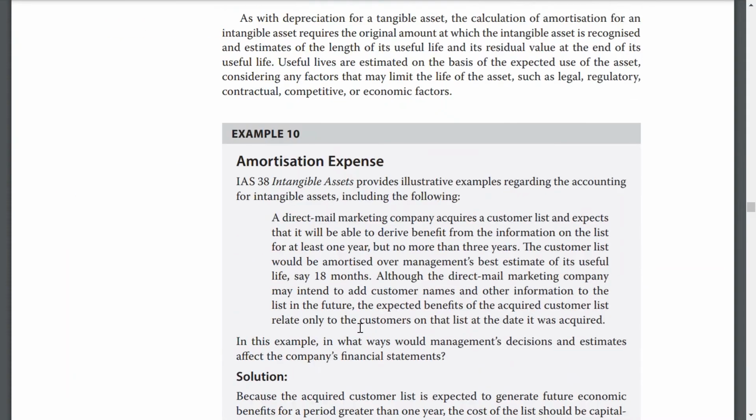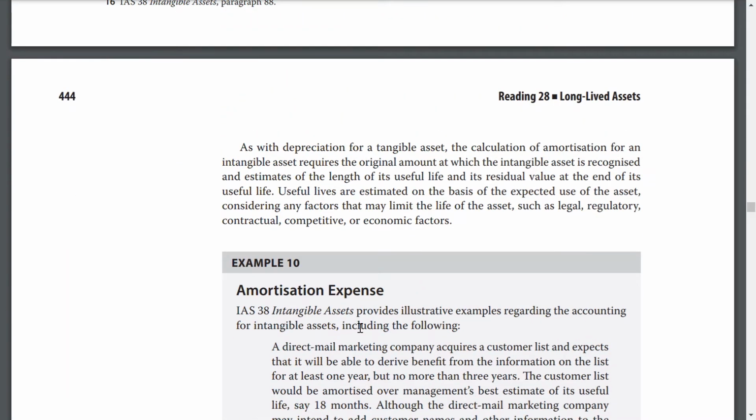As with depreciation for a tangible asset, the calculation of amortization for an intangible asset requires the original amount at which the intangible asset is recognized and estimates of the length of its useful life and its residual value at the end of its useful life. Useful lives are estimated on the basis of expected use of the asset, considering any factors that may limit the life of an asset, such as legal, regulatory, contractual, competitive, or economic factors.